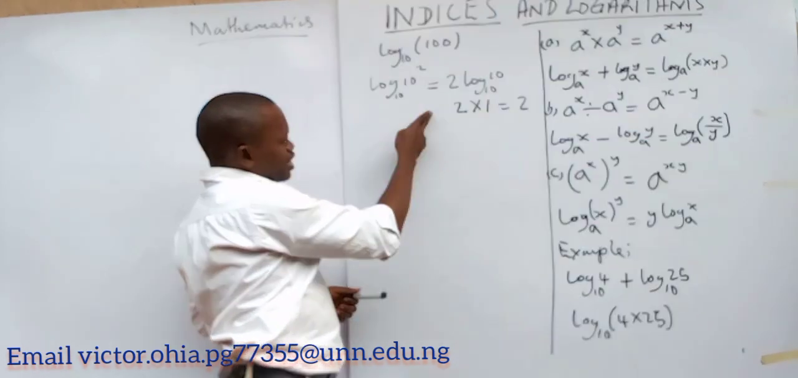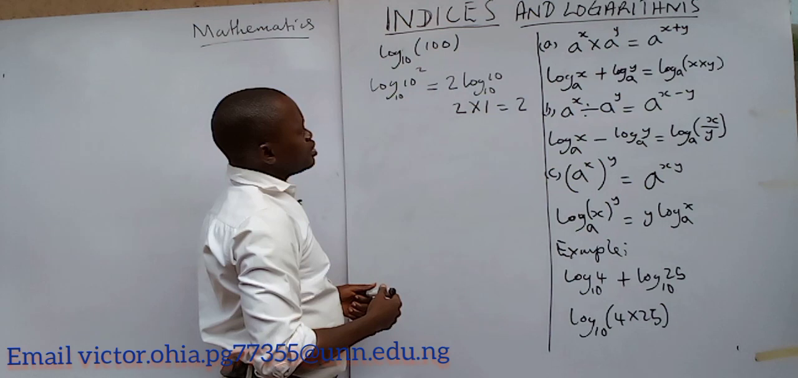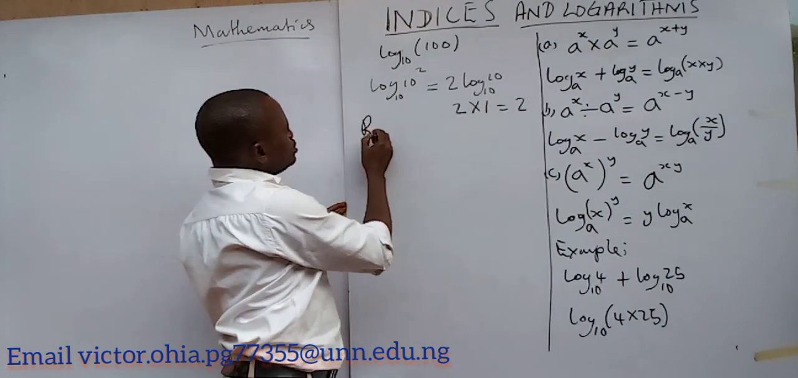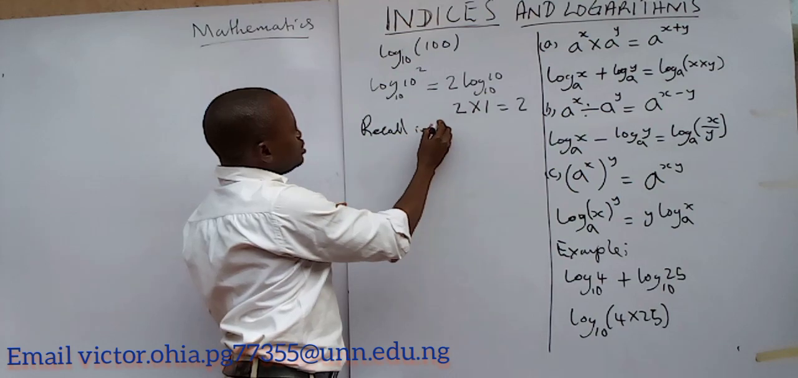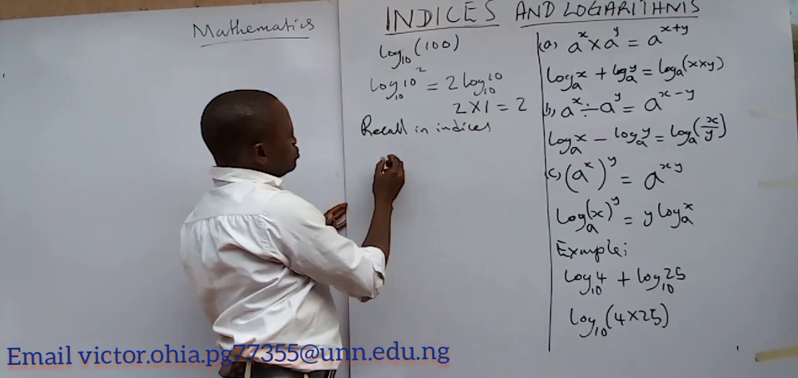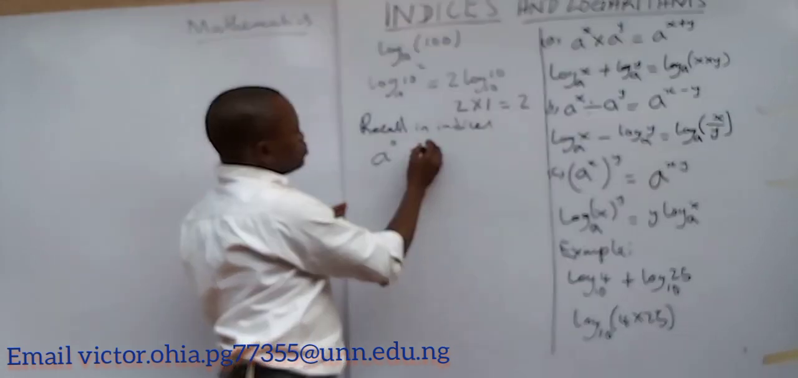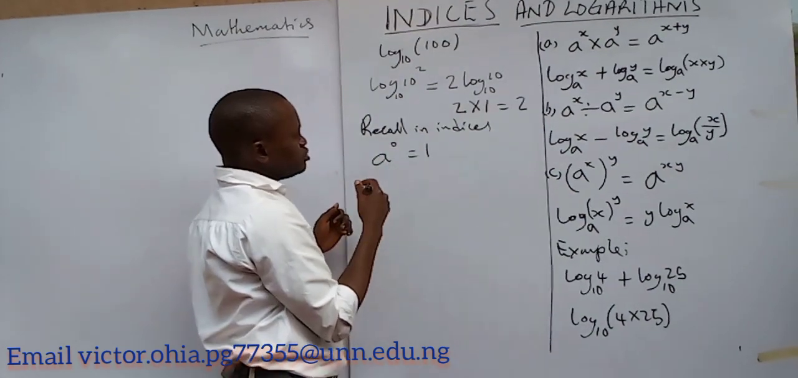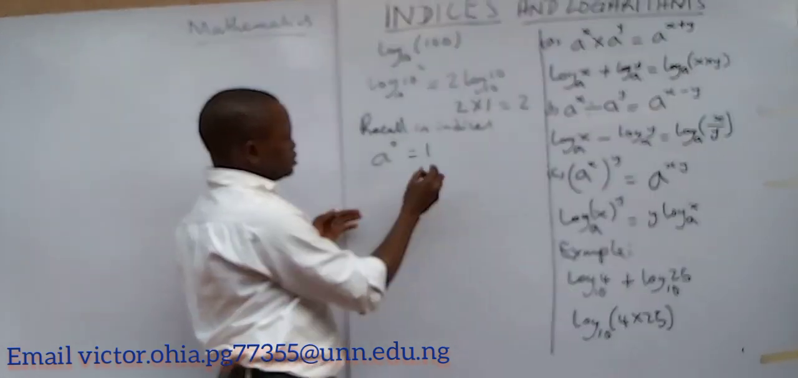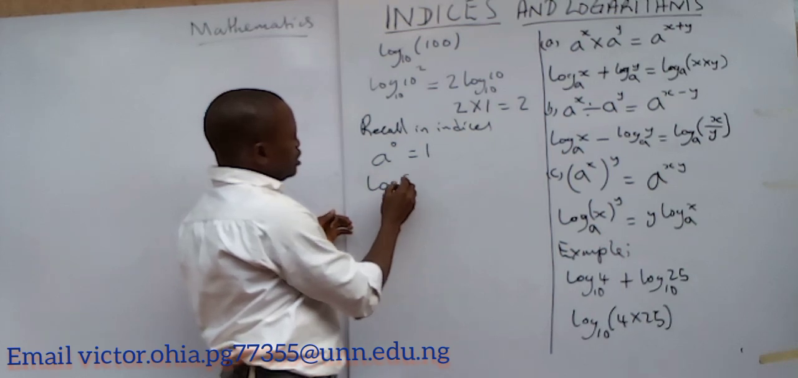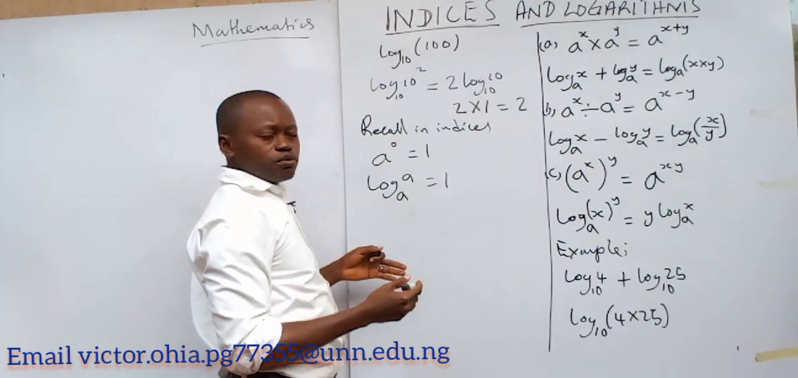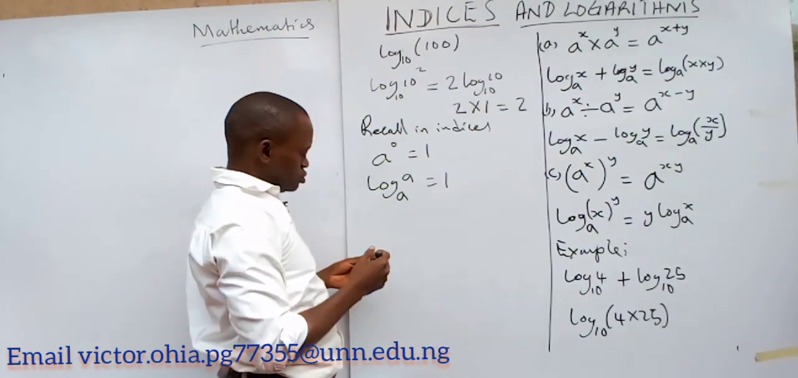Now, can we use another rule here? Recall in indices that we say that a raised to power 0 is equal to 1. Now, how logarithm handles this matter is that if you have log a base a, it is equal to 1. The logarithm of a number to its own base is equal to 1.